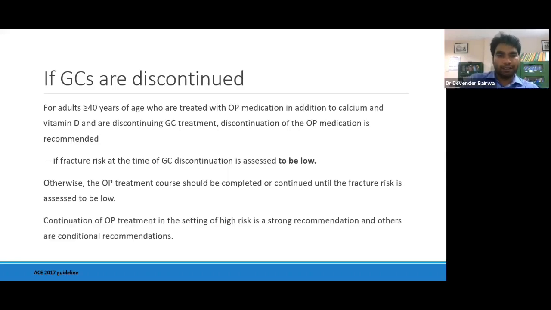This is what I was telling. Continuation of OP treatment in the setting of high risk is a strong recommendation, and the others are conditional recommendations. What does that mean? Even if your steroid therapy is stopped, even after 2 or 3 years, if your patient is still at high risk of fracture, then you continue treatment as you would for your other patients with osteoporosis. This is what they want to say.